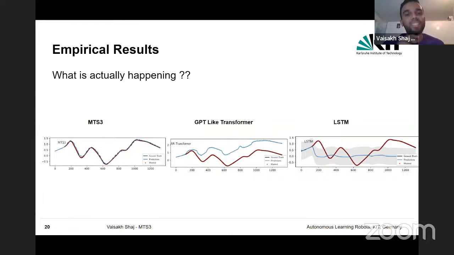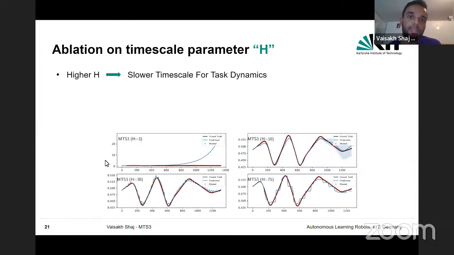So what is actually happening? This is a very hand-picked one, one of the best trajectories from this hydraulic excavator data set. As you can see, this is an autoregressive transformer, and autoregression is not really good for multiple steps because error accumulation can happen. So it's not so good. LSTM completely breaks after one or two steps, and we are very, very, very good. So what is the reason? Is it too good to be true? We tried to make some further analysis, an ablation on the time scale parameter h that I mentioned before.